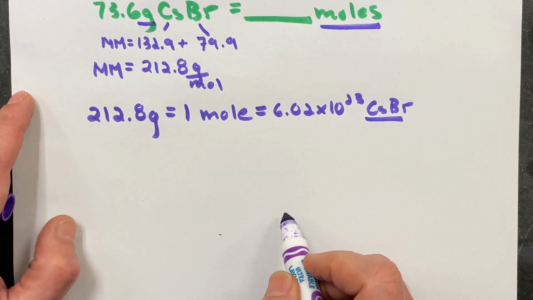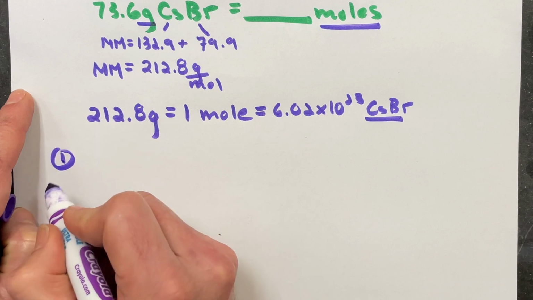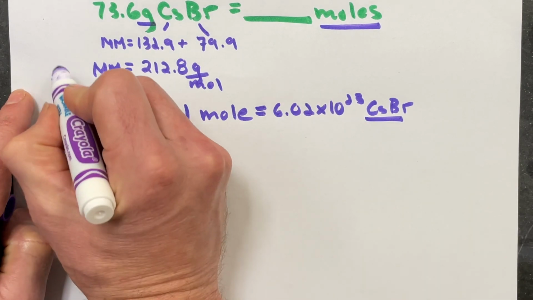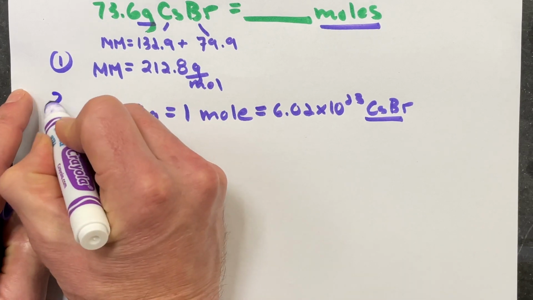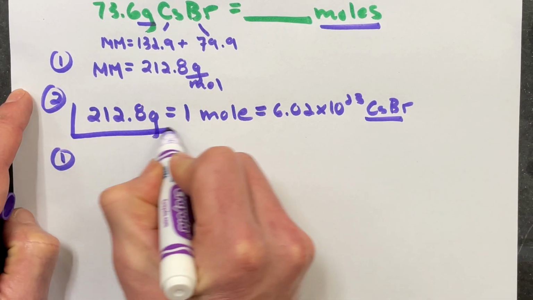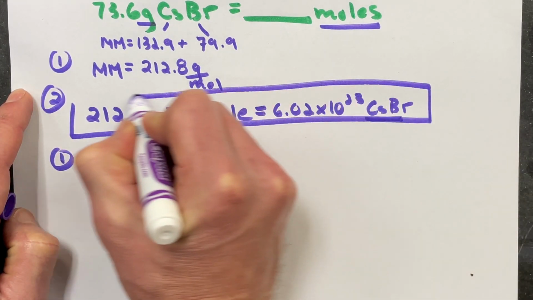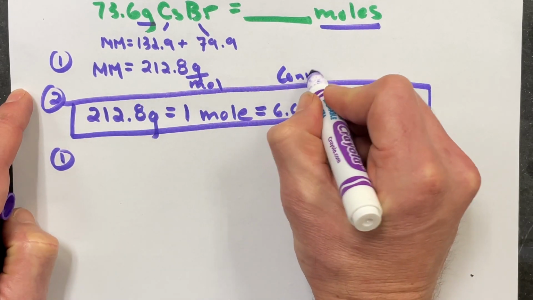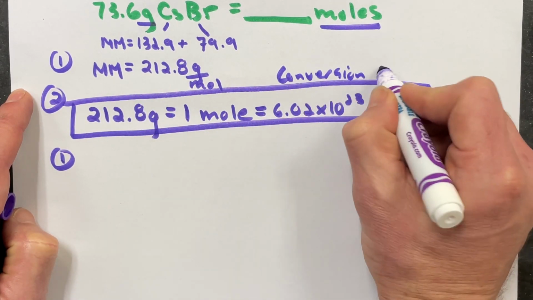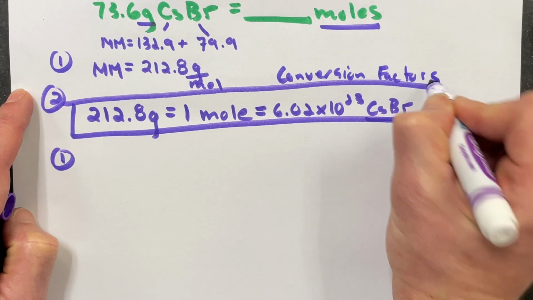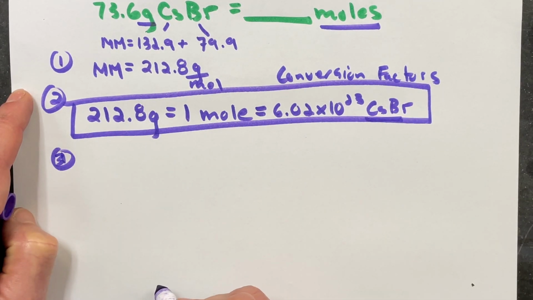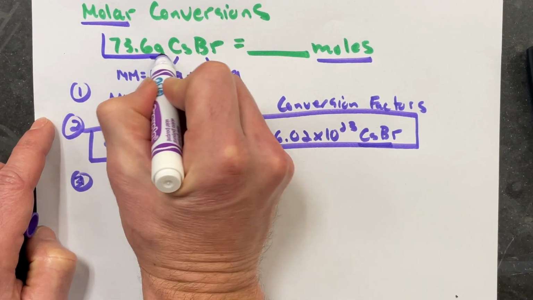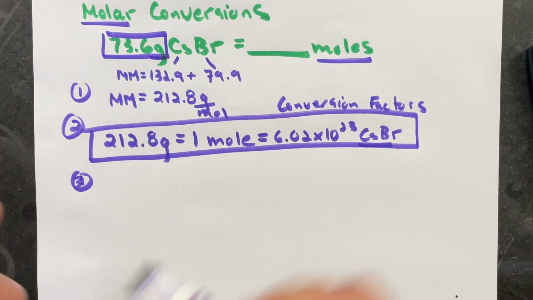My general steps are this. Step 1, we already did, I guess if we did steps, this would be step 1, find the molar mass. Step 2, write the conversion factors. Okay, so these are our conversion factors. And let me change this to step 3. Step 3 is take whatever you're given and put it over 1.